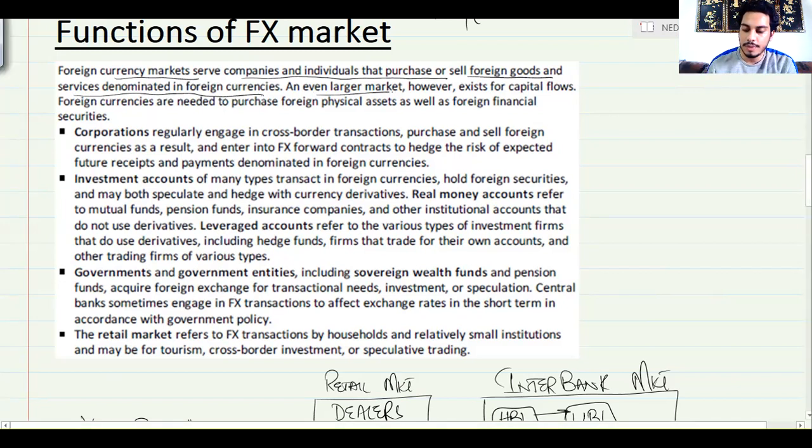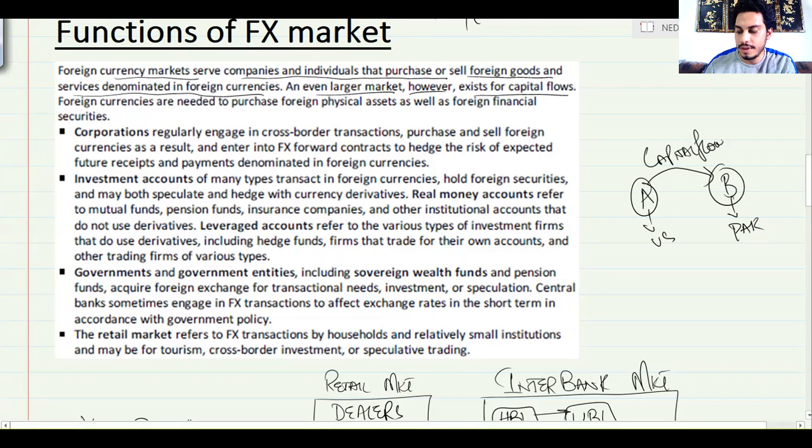An even larger market, however, exists for capital flows. What do we mean by capital flows? Capital flows mean, like, let's suppose in country A and country B, let's suppose country A is US and country B is Pakistan. So people or citizens in US invest money in Pakistan, in our equities, in our fixed income, in our real estate, in different investments. So they invest money in Pakistan. This is called capital flows.